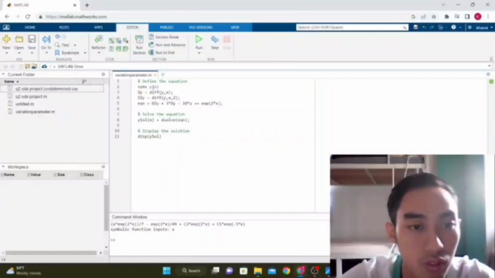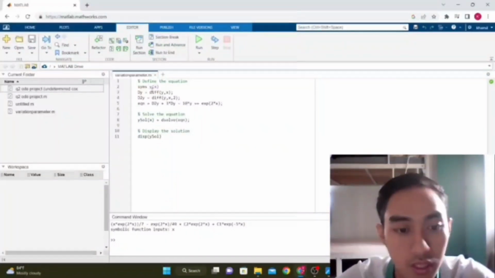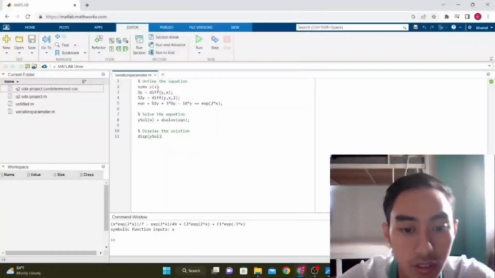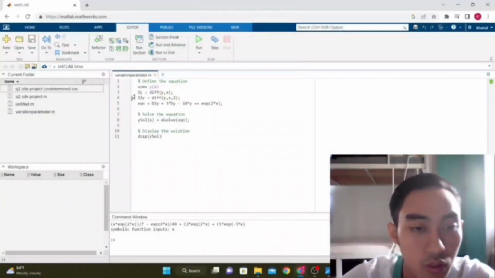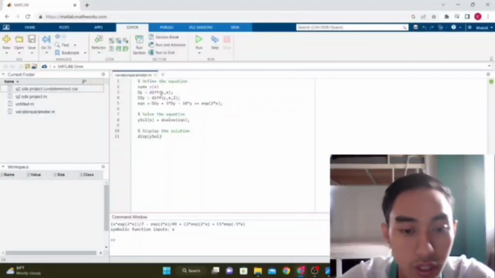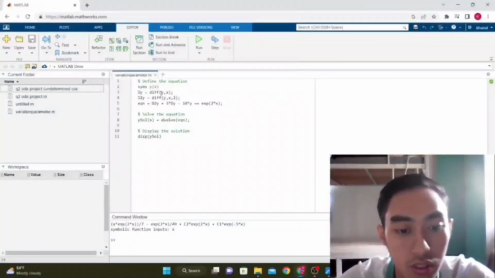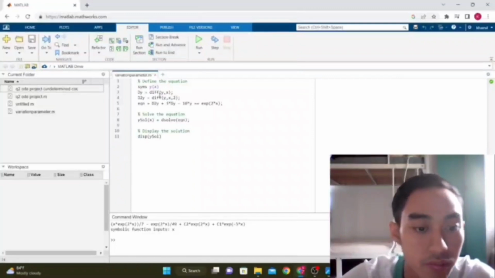So the first line is syms, which declares the symbolic function y(x) as a symbolic variable. The third line is dy equal to diff y(x). So this line calculates the first derivative of y(x) with respect to x and stores it in the symbolic variable dy.